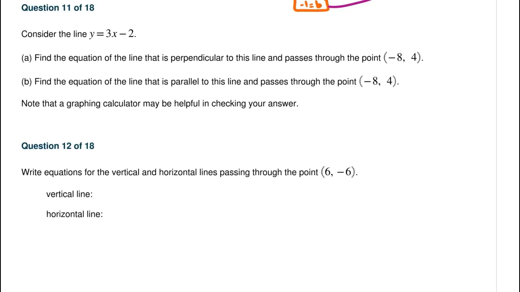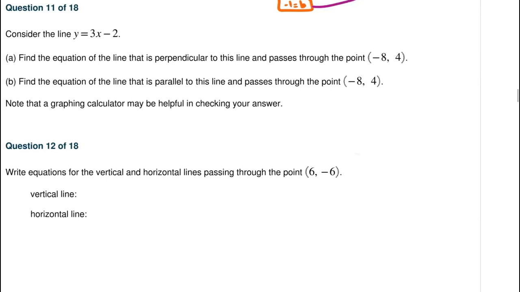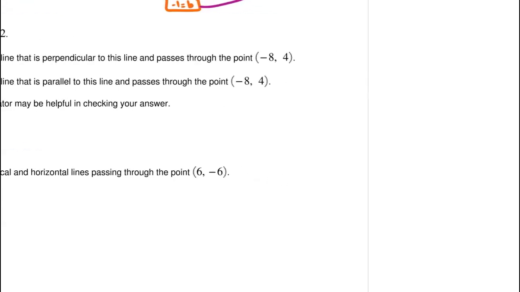Okay, problem 11. Consider the line y equals 3x minus 2. Find the equation of the line that is perpendicular to this line and passes through the point (-8, 4). So first of all, you need to find the slope, and you need to use the given point to find a perpendicular line to the given line. So y equals 3x minus 2 is given.